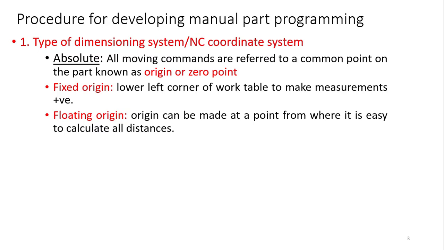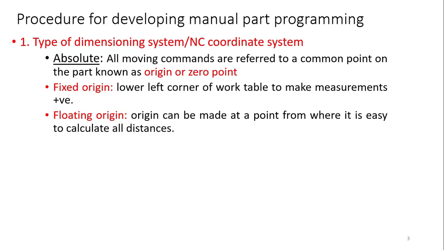First, before starting the program, you need to ensure what type of dimensioning system you are using, whether absolute or incremental. There are actually two types, absolute and incremental. So what is absolute? Absolute says that you keep one point as your reference. All of the dimensions have to be measured from that one single reference. That becomes your absolute dimensioning. Correct? Absolute dimensioning is of two types, the fixed origin and the floating origin.